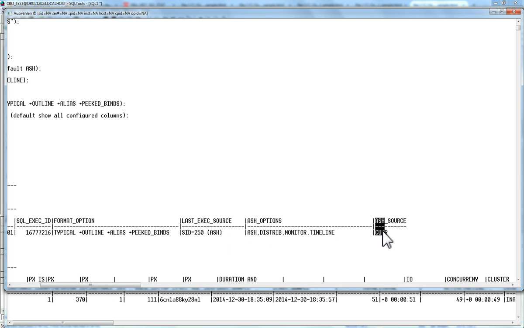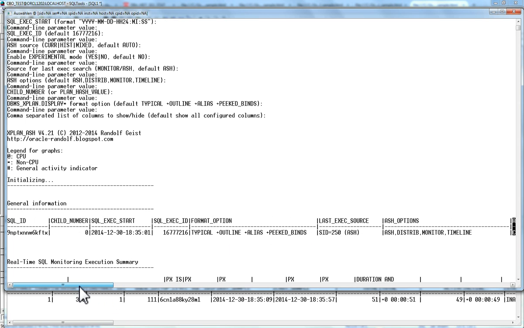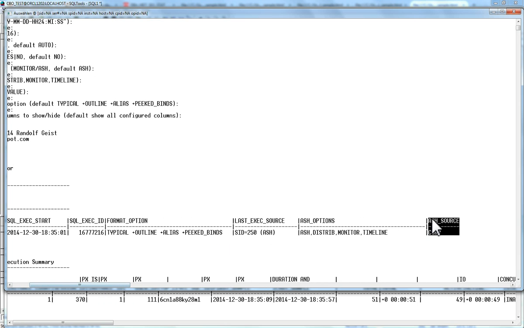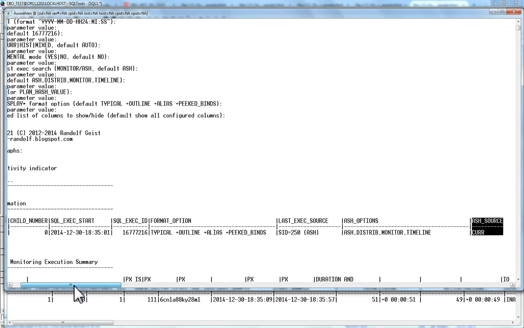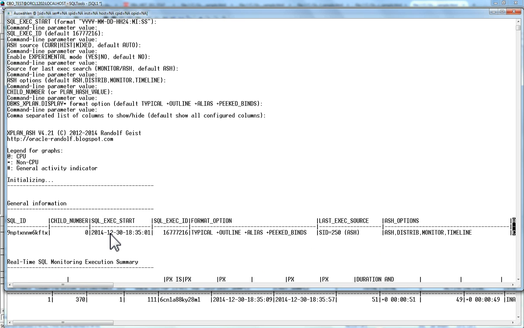Then here you have another option that is echoed in this general information section, which is which configuration set gets used by explainhash, which I described in the first part of this tutorial. In this case, this means take everything from the current active session history, and use the library cache for obtaining the execution plan and the SQL text information.